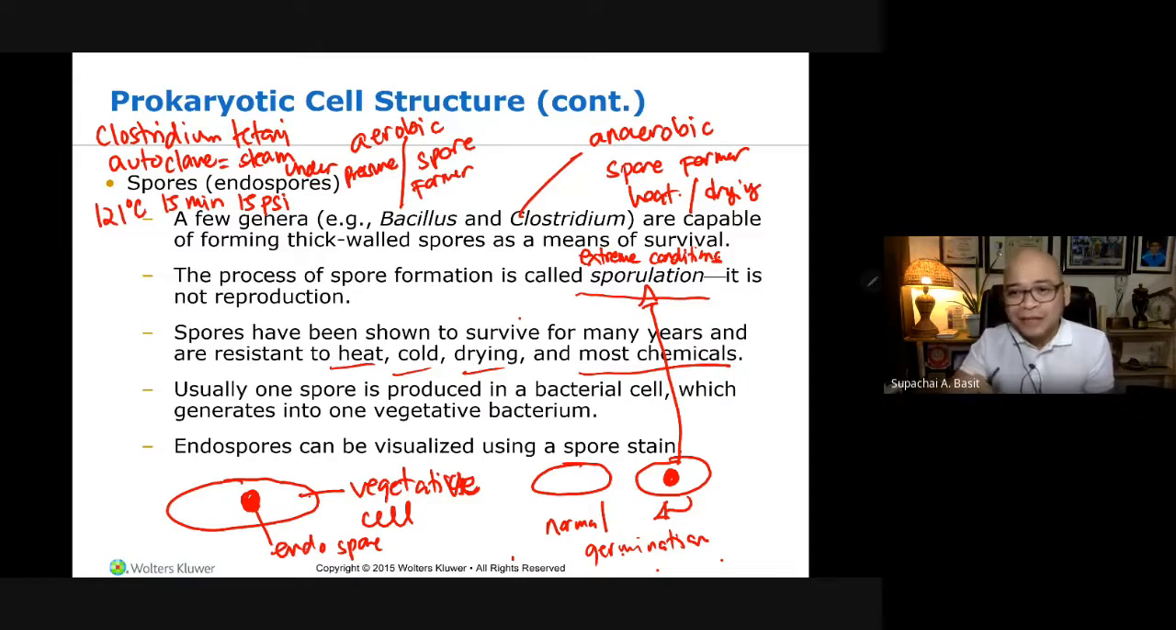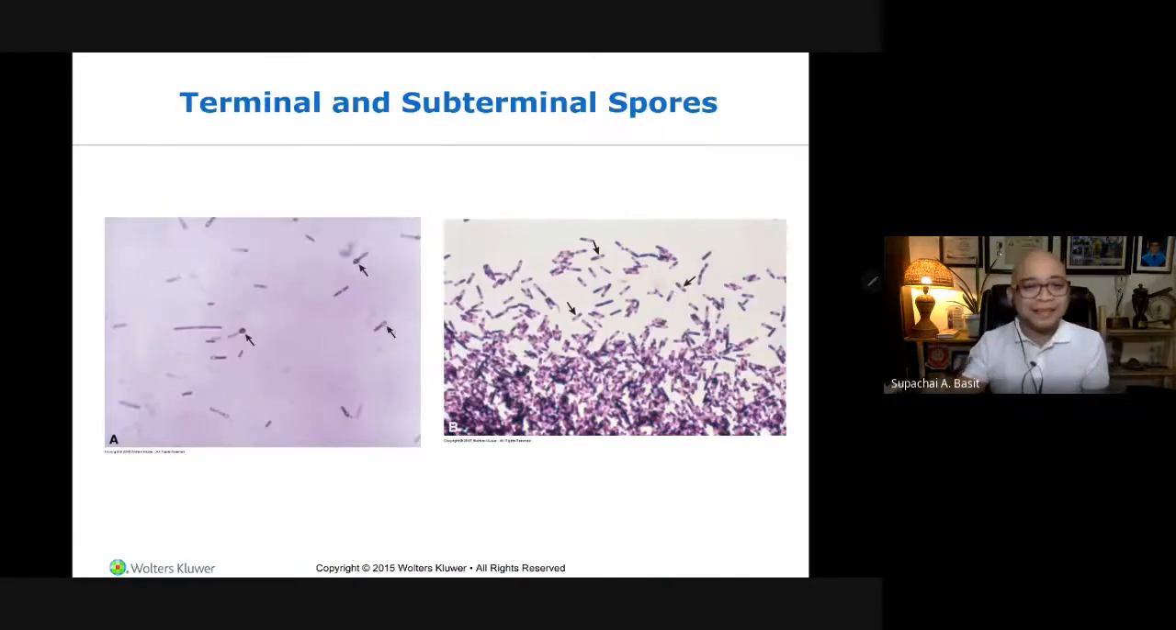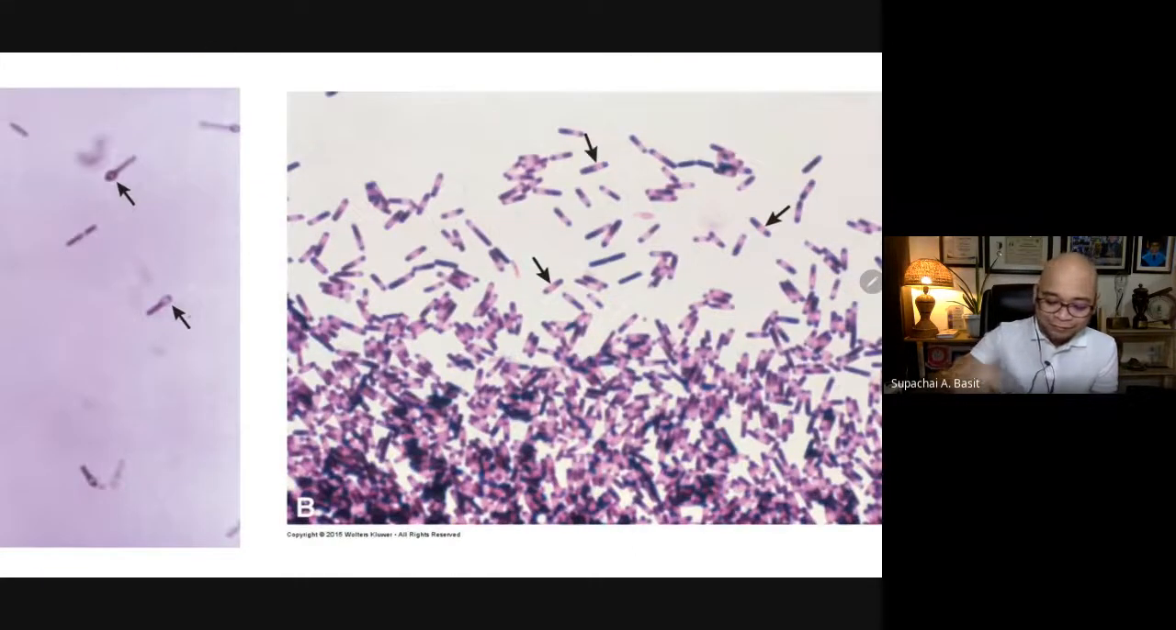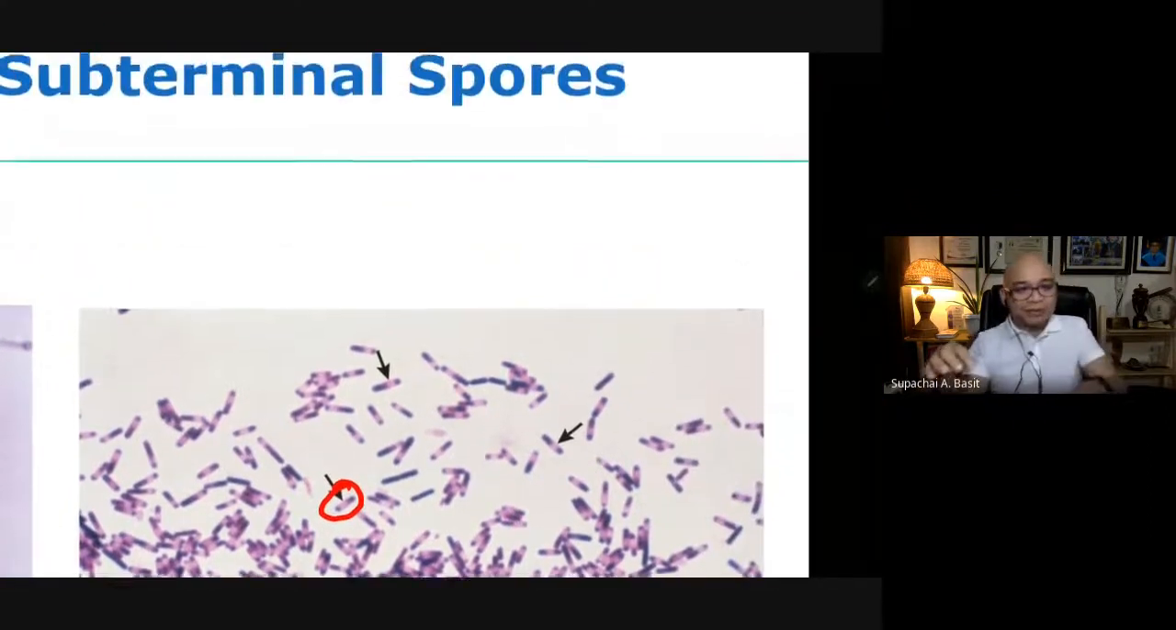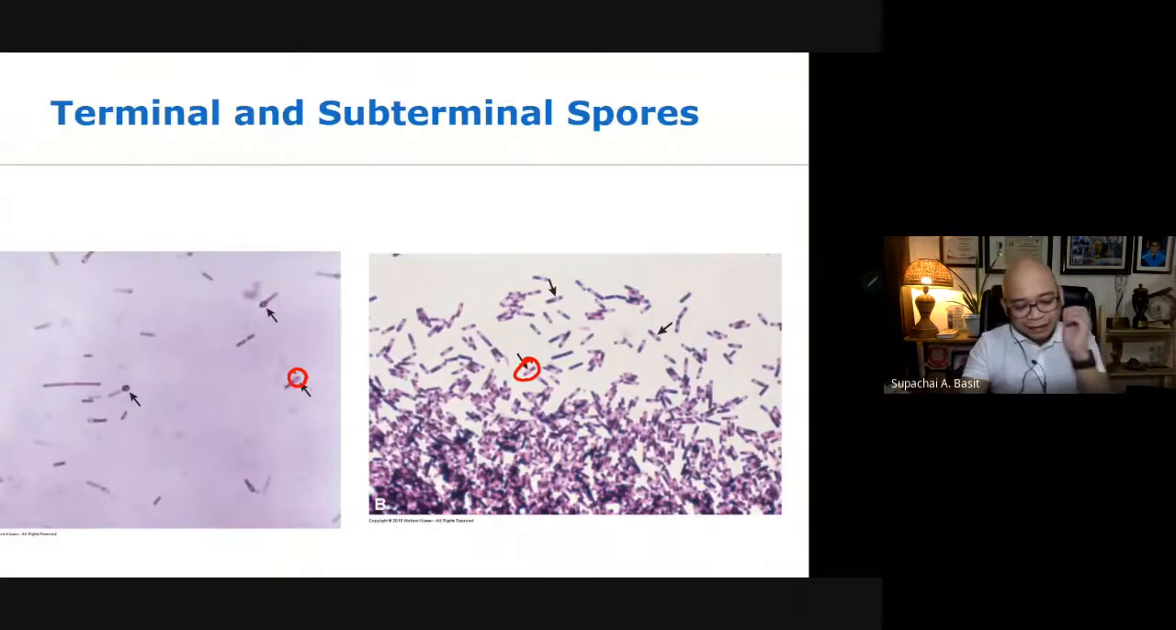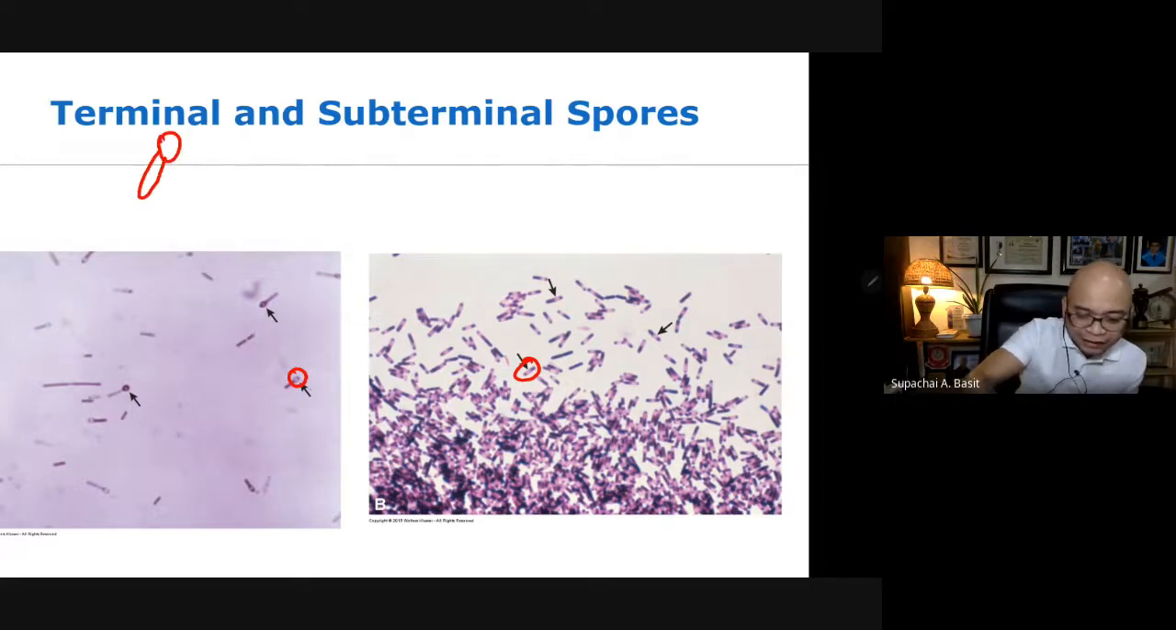And how do they look under the microscope? This is how they look. See, this is how the spores look under the microscope. It's another example of spores. A terminal spore is located here, while a subterminal spore is located here.